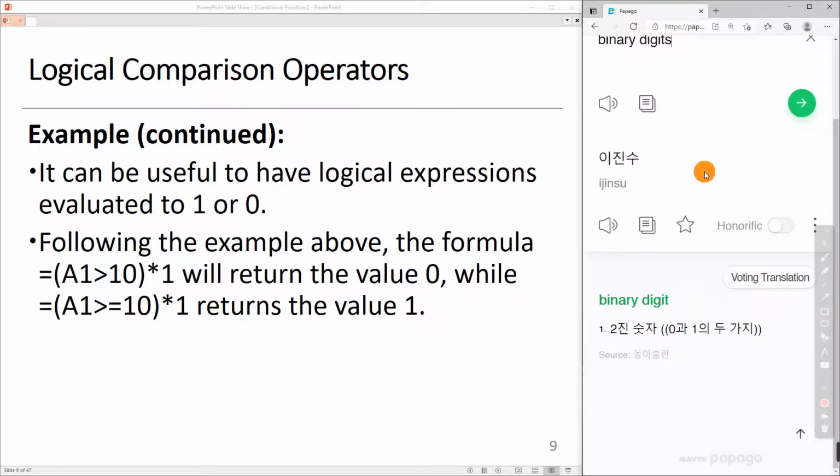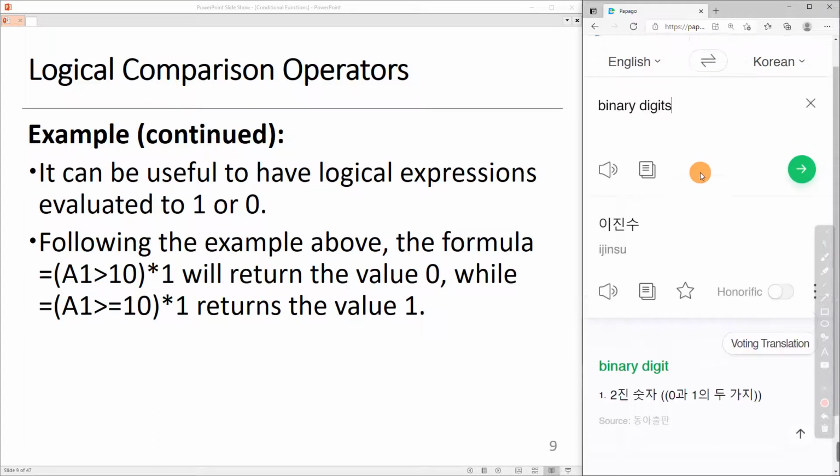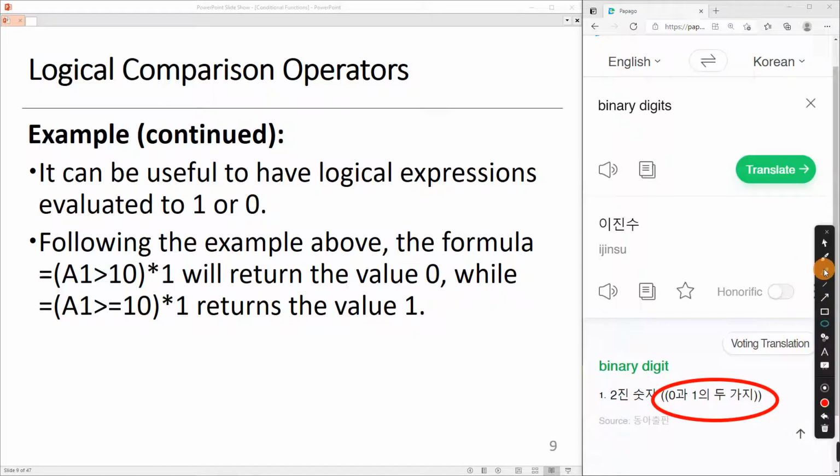In a binary system, we have only two digits. What kind of digits? We have 0, as shown here, and we have 1. So two digits only. We don't have 2 here. We don't have 3. We don't have -1. So numbers in the binary system can be written as 1, 0, 1, 0, for example. This is a binary system or binary representation.